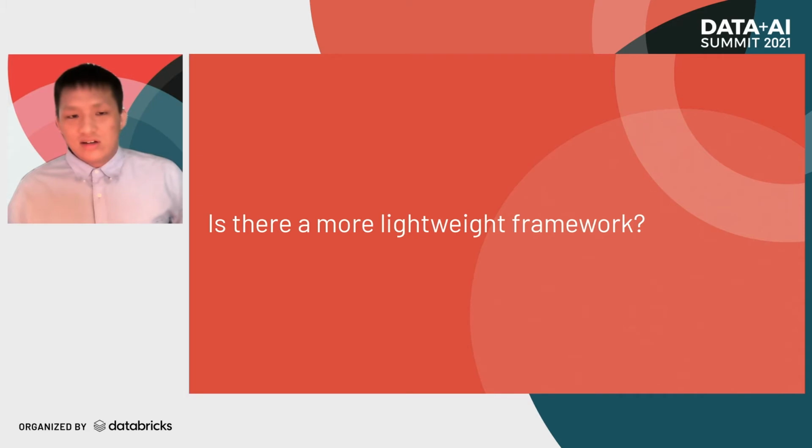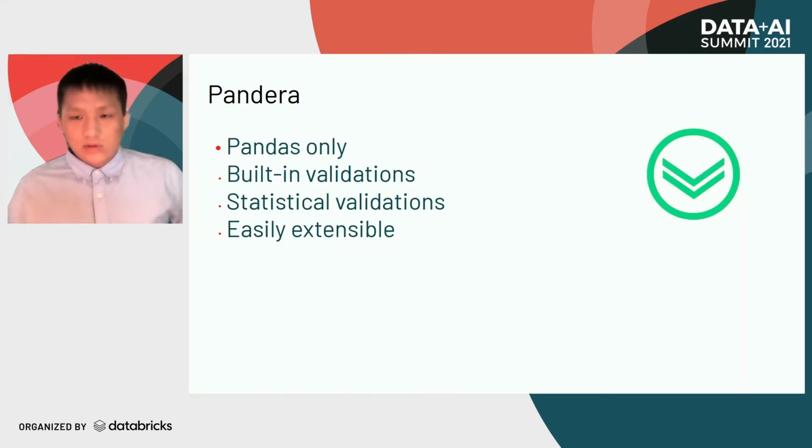To answer this question, we'll take a look at what data validation frameworks are available in Pandas. And that's where we run into Pandera. So Pandera is only available in Pandas. It's more lightweight than Great Expectations. There's a lot of built-in validations, similar with Great Expectations. There are also a lot of statistical validations like t-tests. And one nice feature about Pandera is because the API is lighter weight, it's much easier to extend. And given the lightweightness, we want to apply Pandera on Spark.